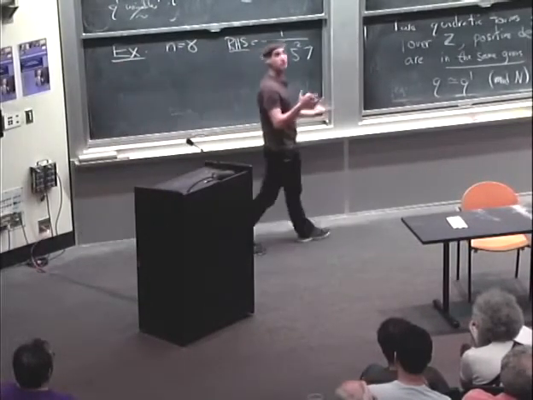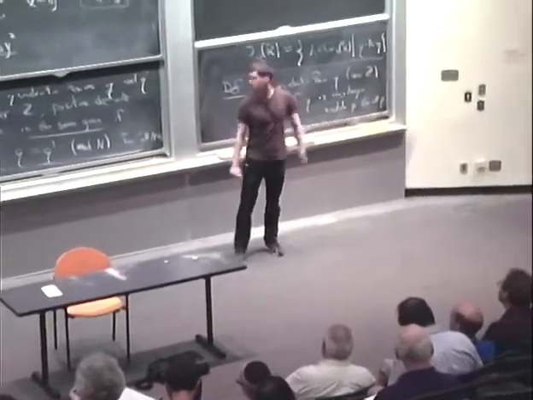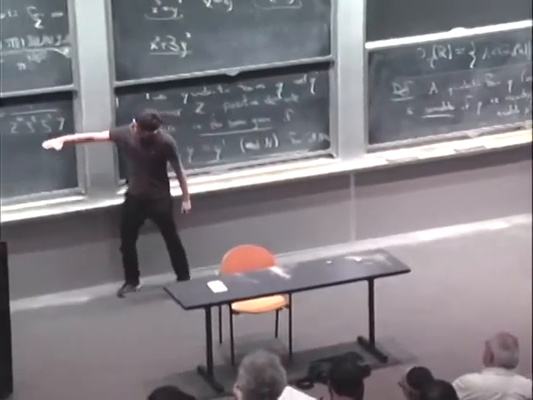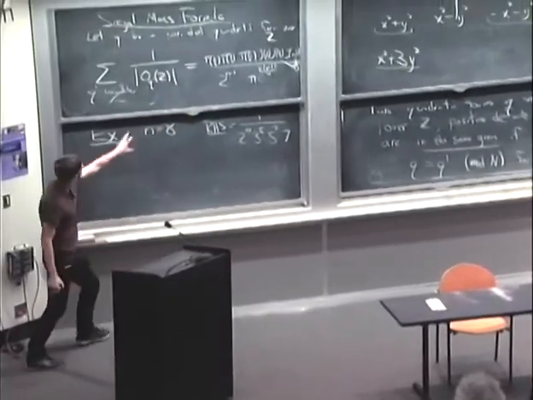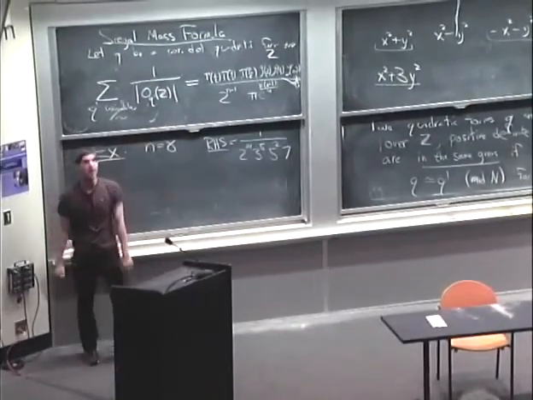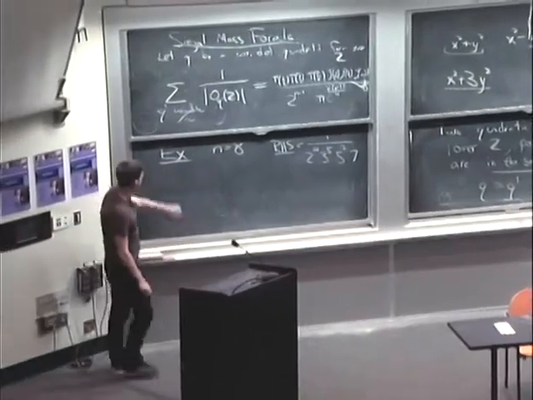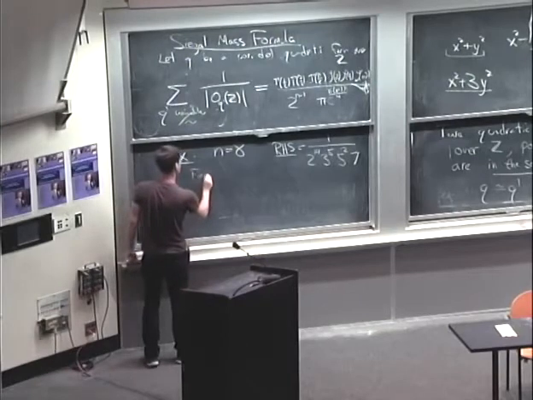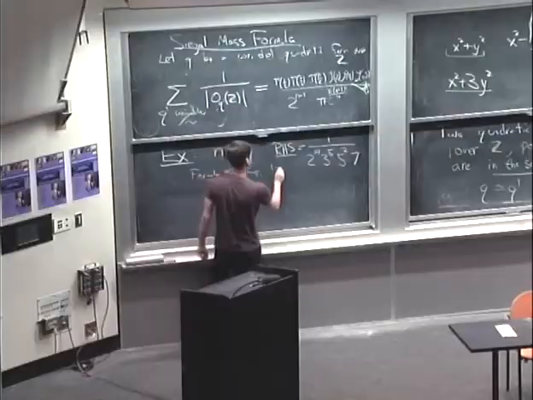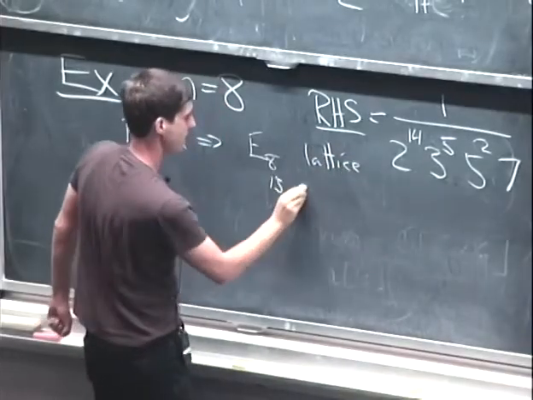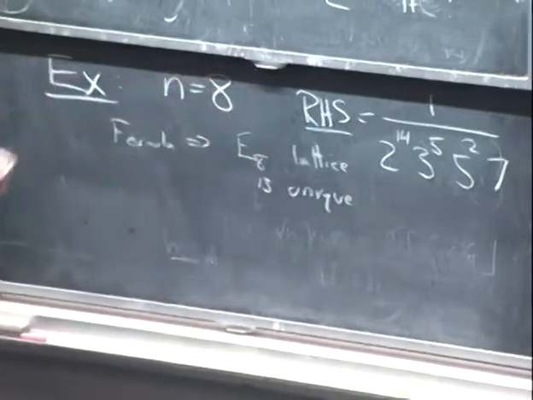And the automorphism group of that lattice, it's the Weyl group of E8, and it's a group of exactly this order. So that tells you that one of the terms in this sum on the left-hand side is equal to the right-hand side, which means that there can't be any other terms on the left-hand side. So the Siegel mass formula implies that the E8 lattice is unique. It's the only unimodular quadratic form in 8 variables.